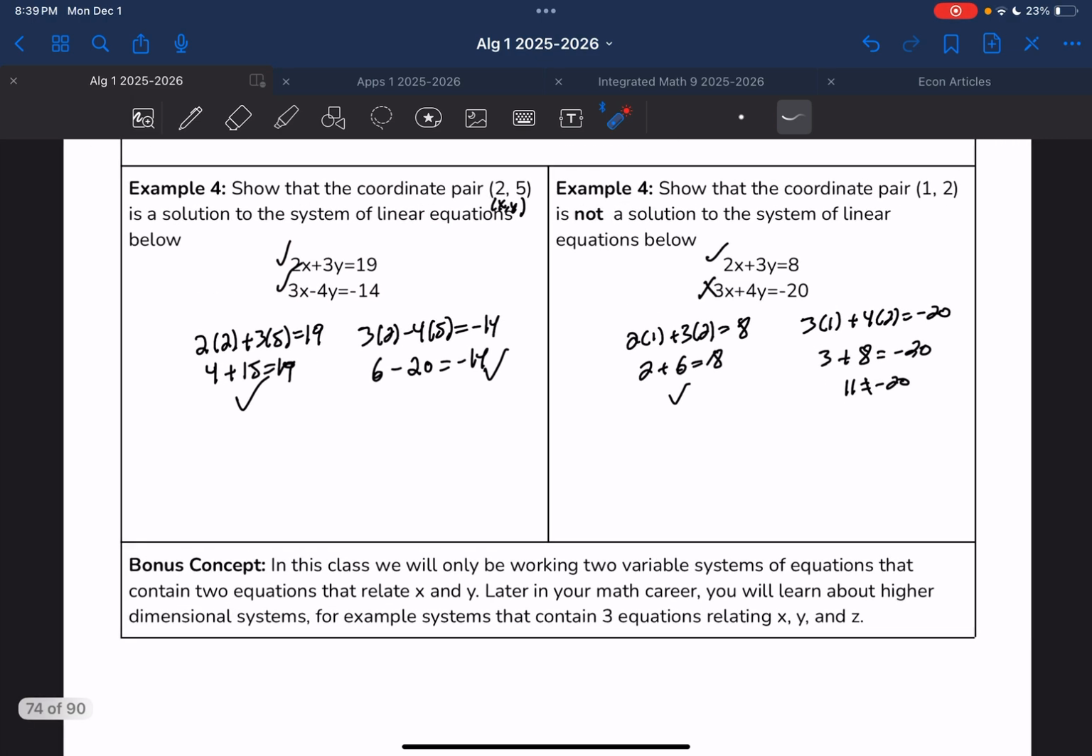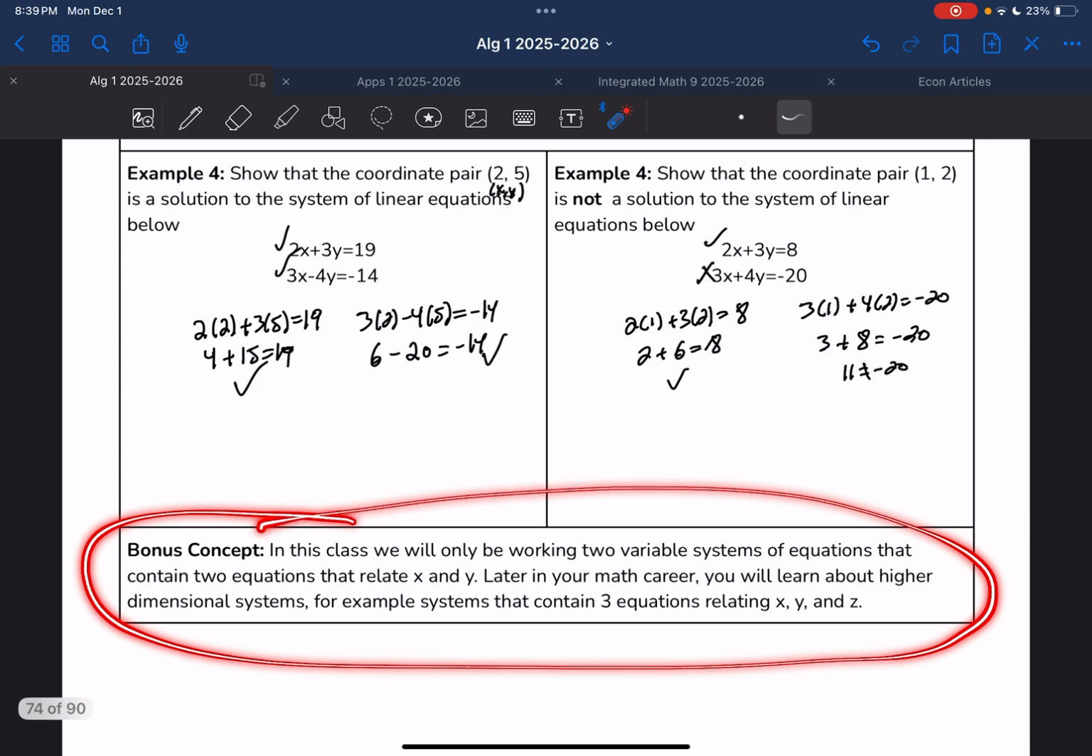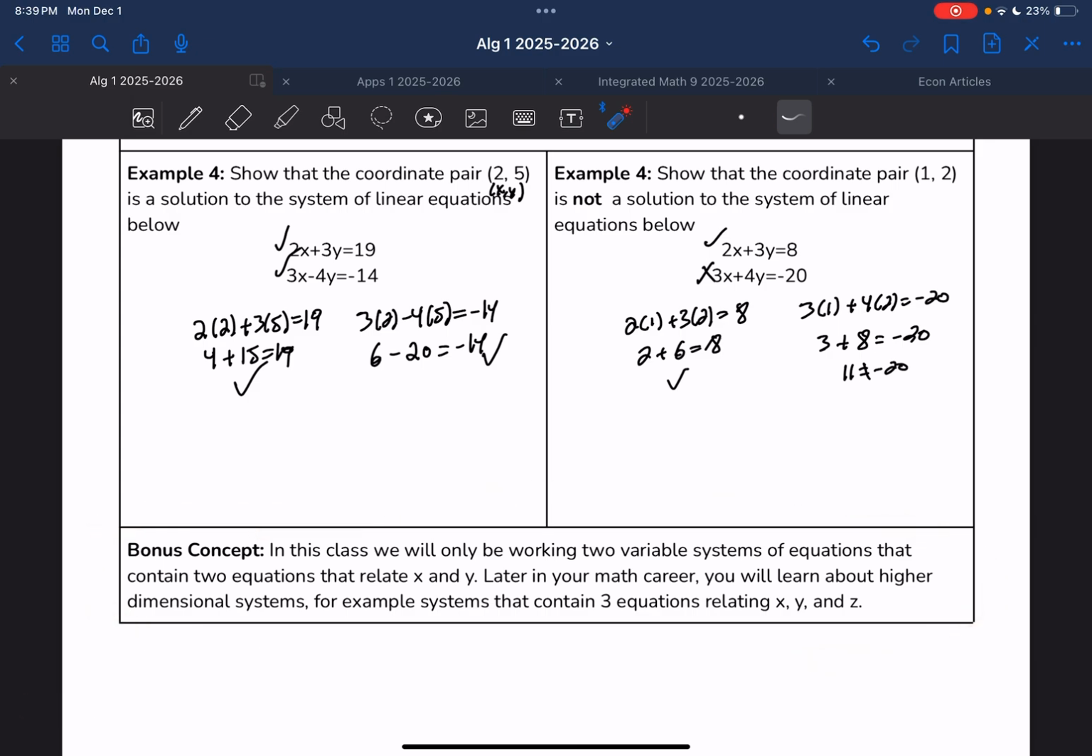A little bonus note here: in this class, we're just worried about two-dimensional systems, meaning that we have two equations and two variables. However, as you go on in math, you're going to generalize this. You might ask, what if we have 3 equations relating 3 variables, x, y, and z? Or you can even go all the way up and say, let's have 1,000 variables and 1,000 equations that relate them all. As long as they are linear equations, the math for that is very tractable. You can actually solve an arbitrary dimensional system in a very logical and straightforward way.